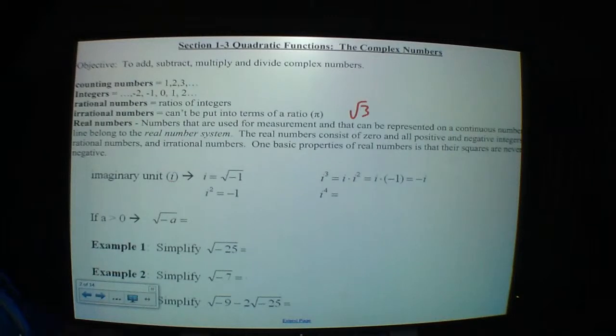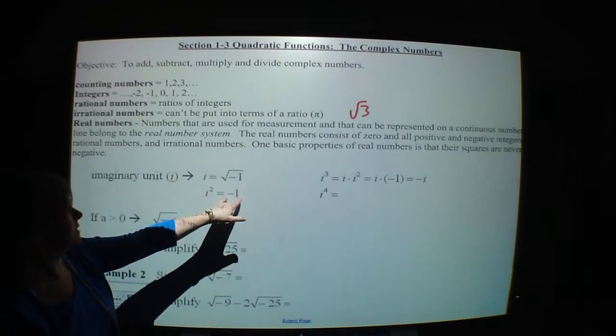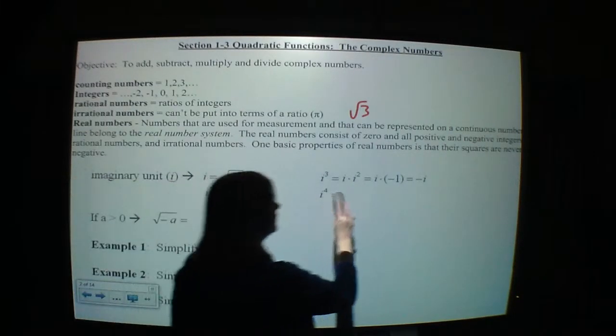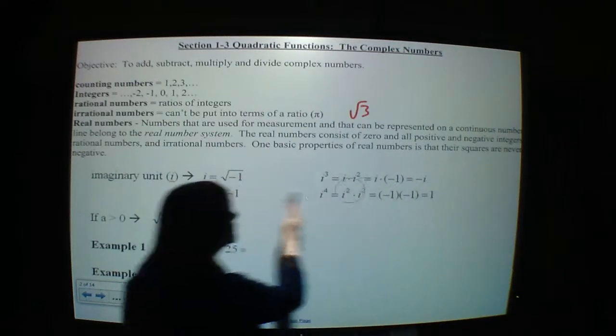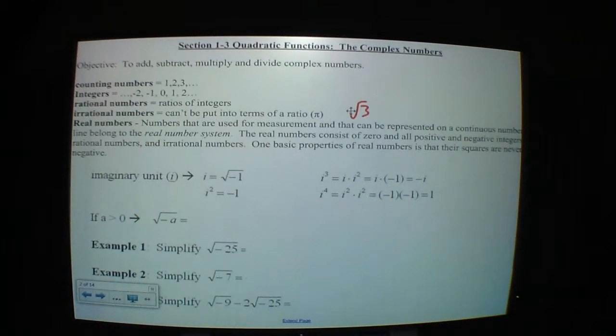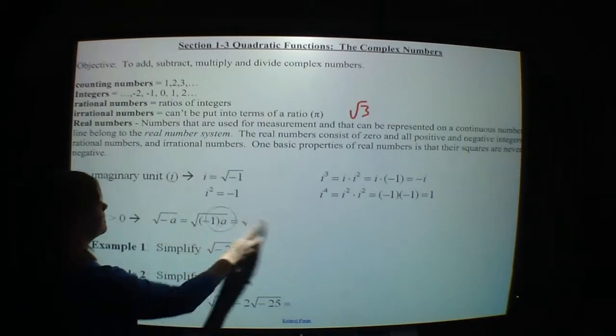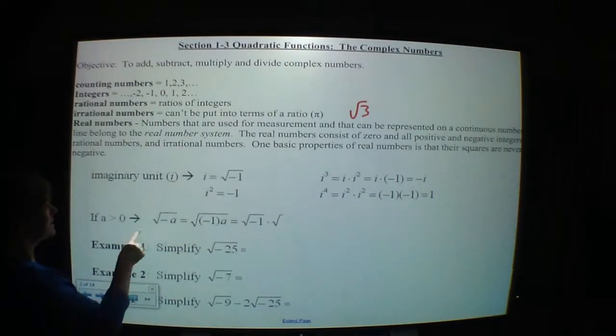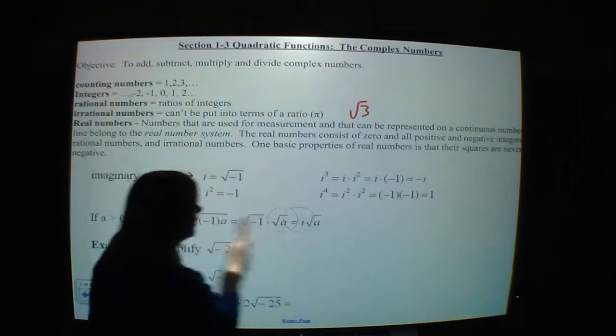And i to the fourth, you could think of as i squared times i squared, or -1 times -1, which is 1. Okay? If a is greater than or equal to 0, then the square root of -a, you could write as i square root of a.